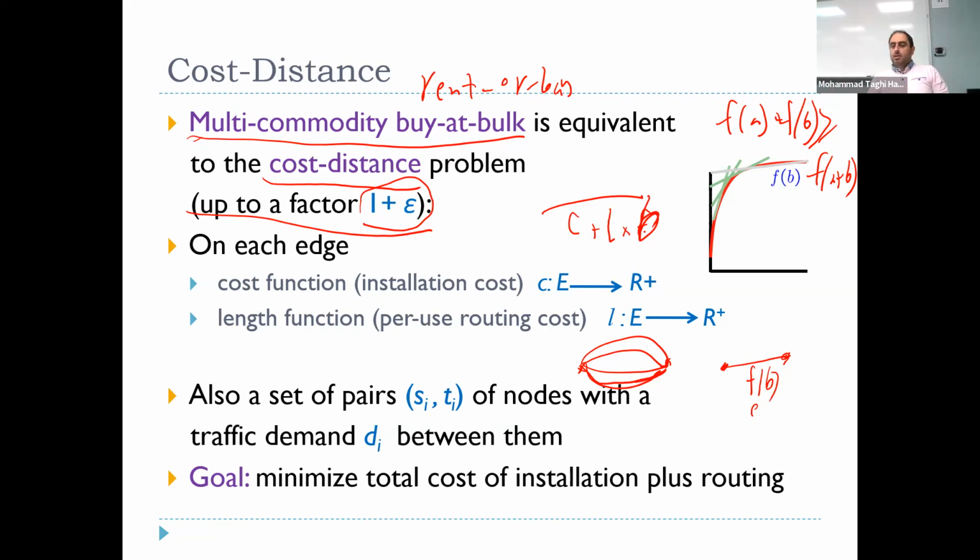Good. In some sense, these are very simple functions compared to this. So f of b can be any concave function, as I mentioned, even subadditive. But this one is just a linear function, C plus L times b. And the interesting thing is, if it is a concave function or even subadditive, you pay a factor of 2 instead of 1 plus epsilon. That is interesting, but you can get 2. Then you can approximate this one with this.